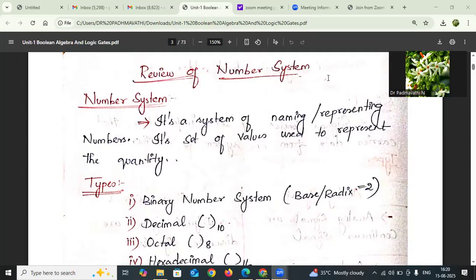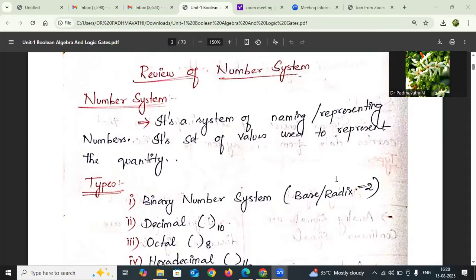So now we are going to discuss the review of number systems. In the previous video, we saw what analog signals and digital signals are, and now we are going to discuss what are the basic number systems we are using in digital systems.